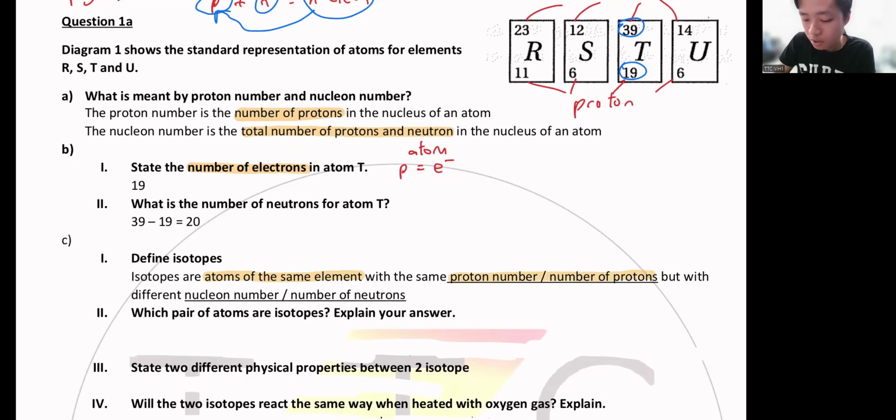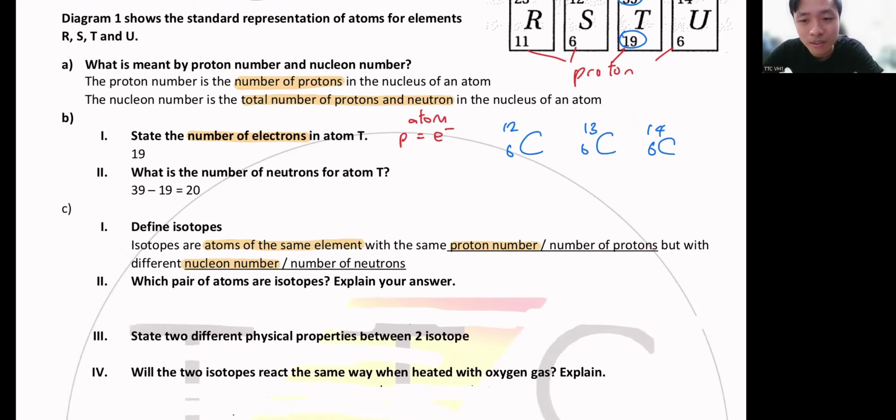Same proton number means like carbon. Let's say carbon 12, carbon 13, carbon 14. So all have 6 electrons. But the problem is the number of neutrons is different, or you can say the nucleon number is different. Like got 12, 13, got 14. I'm sure this one you learned in chapter 2.